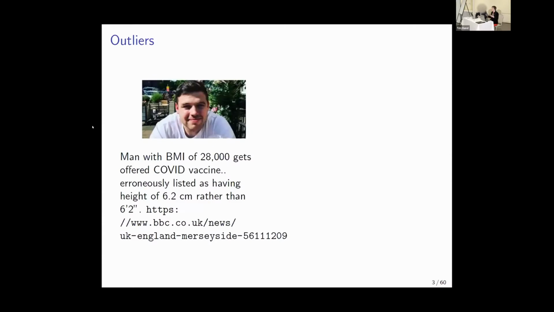So, this hit the news, and I thought it was quite interesting. A guy got offered the COVID vaccine. Now, you might not think that was particularly weird, but this was back in January, when you had to be really quite ill. He was offered a COVID vaccine, and he went in and he said, I'm a perfectly fit and healthy guy. What's going on? They told him he had a BMI of 28,000. Okay, bit of a problem there. They thought he was not 6'2", but 6.2 centimetres. Now, you might think that some basic error correction, some basic outlier detection would have been helpful, shall we say.